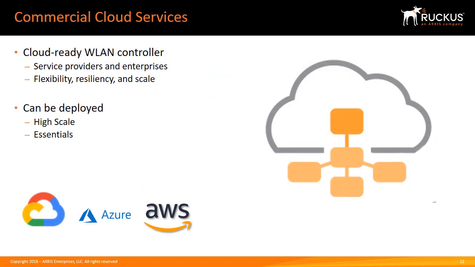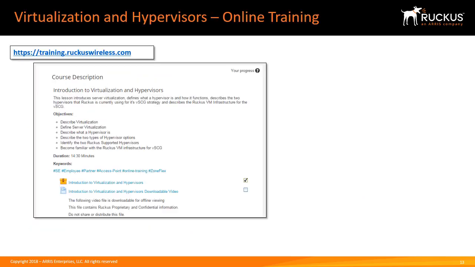The Ruckus Virtual SmartZone also provides a hosted cloud-ready wireless LAN controller for service providers or enterprises, allowing for the offload of hardware management to cloud service providers while providing exceptional access. With cloud services, you gain flexibility, resiliency, and scale to your wireless LAN deployments. Virtual SmartZone can operate on the hosted environment either in high scale or in the Essentials profile.